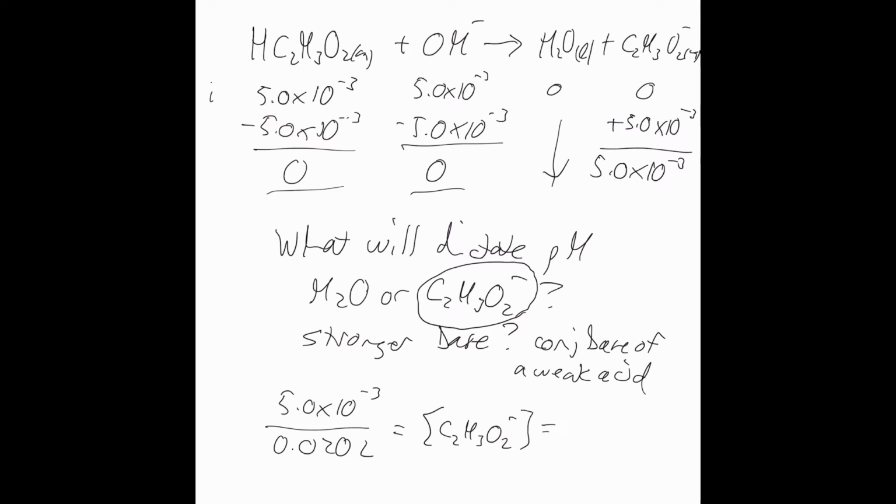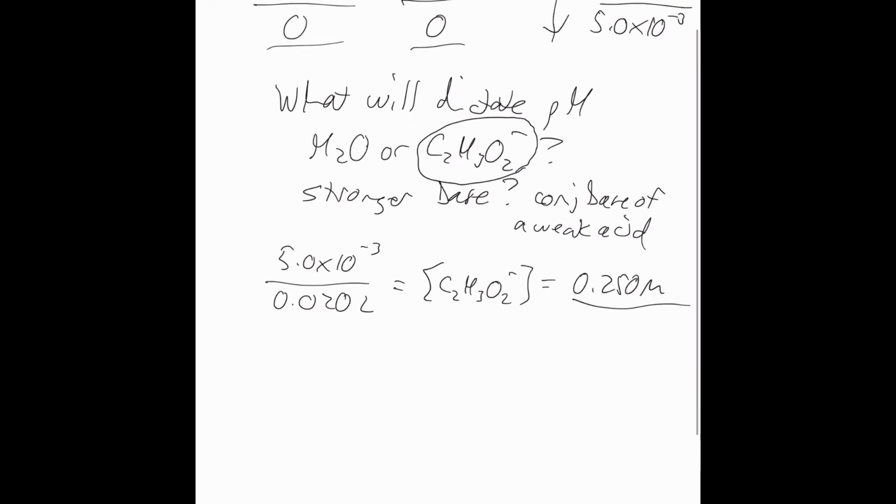And then I think, if I'm not mistaken, that's 0.250 molar. Okay, so that's our initial concentration of acetate. We have a weak base problem. It's a weak base, and I would like to know the Kb.